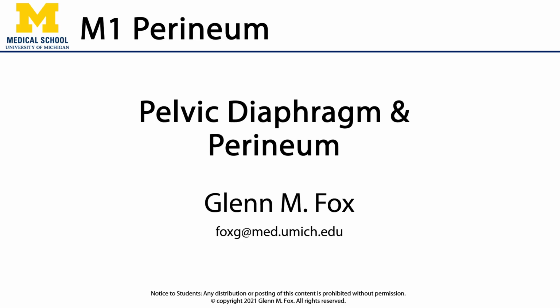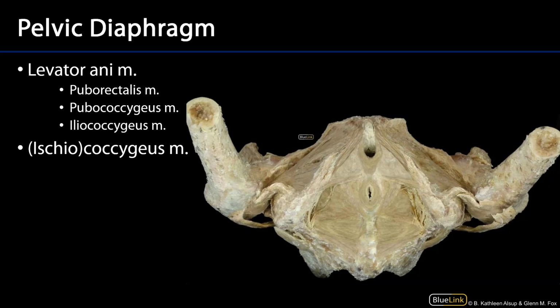Hi, let's talk about the pelvic diaphragm and the perineum. The pelvic diaphragm is a series of muscles which supports the pelvic viscera and resists intra-abdominal pelvic pressure. So the two major components of the pelvic diaphragm are the levator ani muscle and the Iliococcygeus muscle, sometimes just referred to as the Coccygeus muscle.